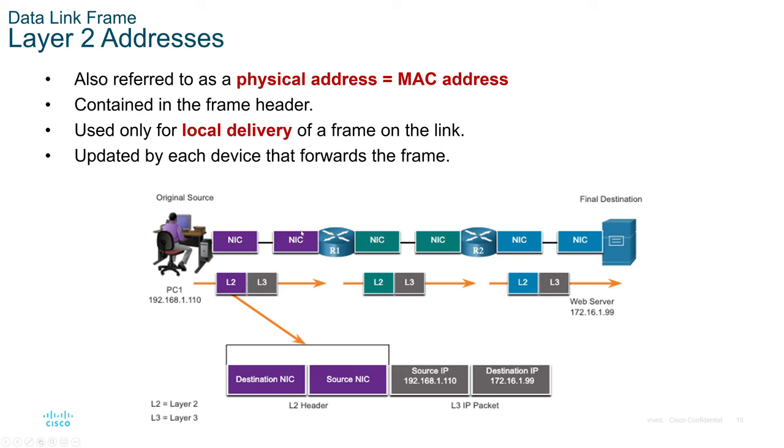The source MAC address must always be a unicast. That's a very important concept as well. The source MAC address must always be a unicast because it's coming from one single device and it should be attached to that one single device.